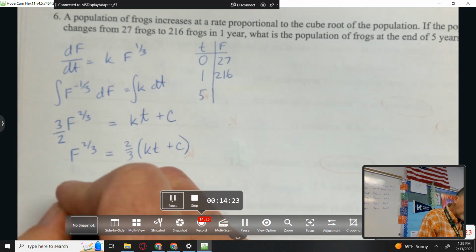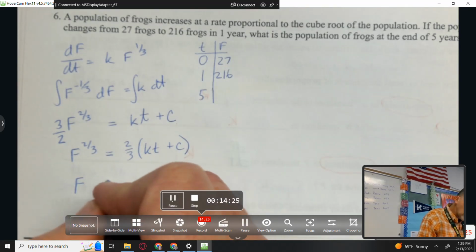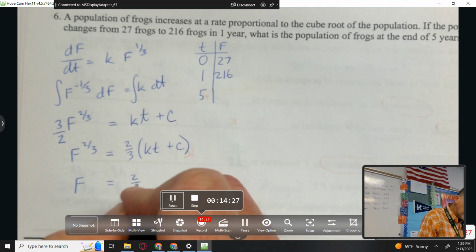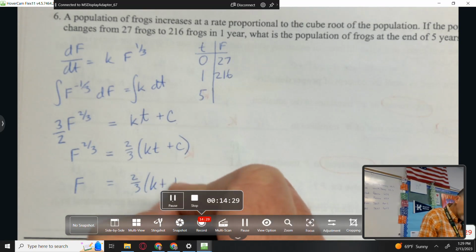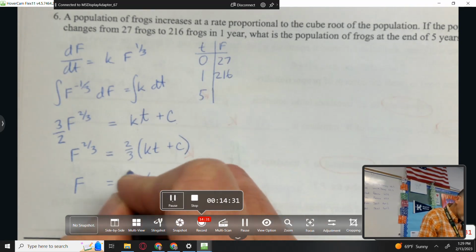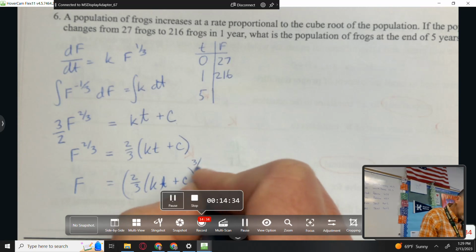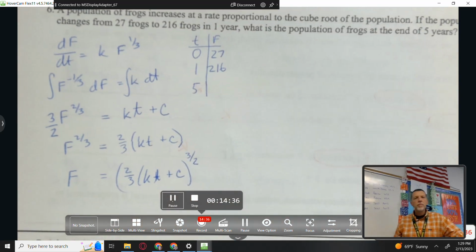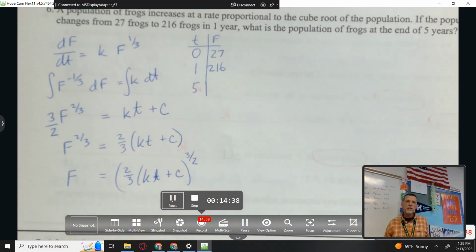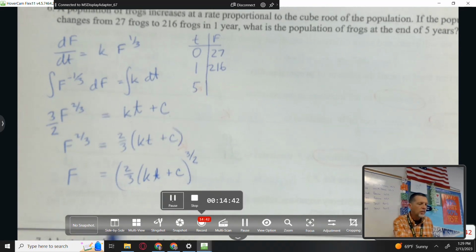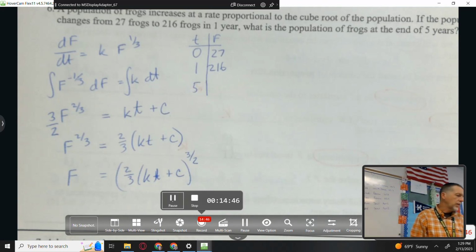I hope I'm not making this worse than it needs to be. I'm going to raise both sides to the 3/2. I've got to raise it all to the 3/2. So now I've got f by itself. I've solved for f, although I still have k and c to figure out what's going on in there.